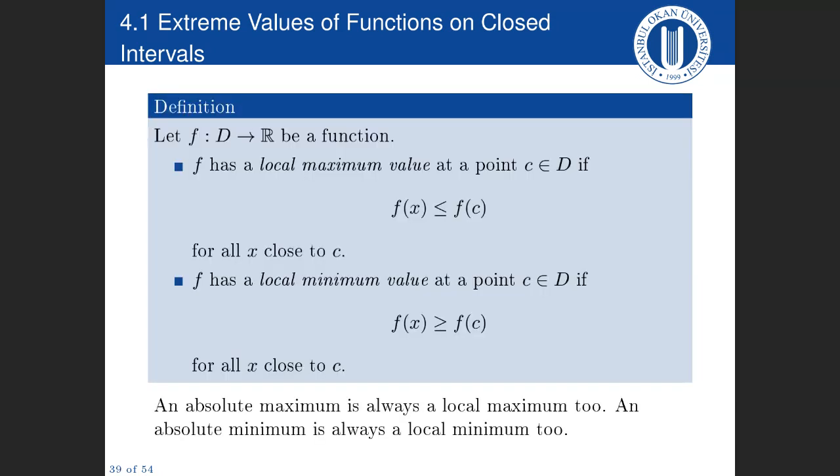Here's the definition. A function f with domain D has a local maximum value at a point c in its domain if and only if f of x is less than or equal to f of c. Same so far, but instead of saying for all x, we say for all x close to c. And then almost exactly the same, but just changing the inequality. f has a local minimum value at a point c if f of x is greater than or equal to f of c for all x close to c. As I said on the previous slide, an absolute maximum is always a local maximum too, and an absolute minimum is always a local minimum too.